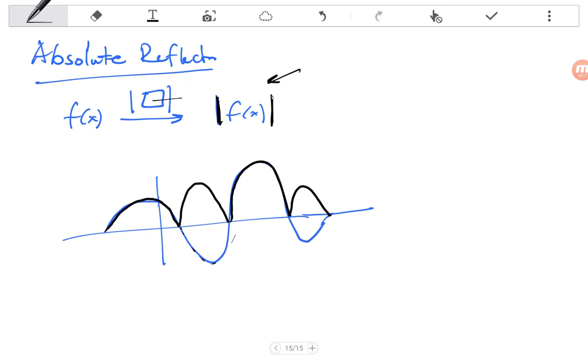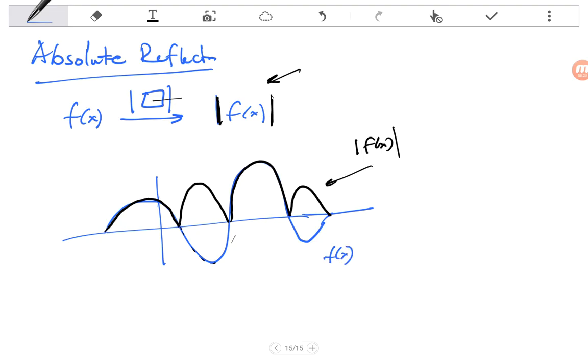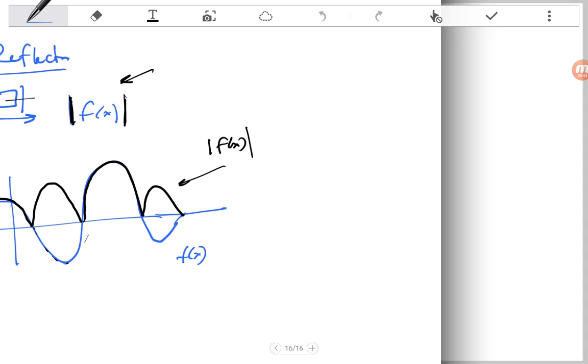So the graph in black is absolute f of x. The graph in blue is f of x itself. Okay? So this is absolute reflection. It just occurs when I put the whole function inside an absolute value. The last reflection is x absolute.